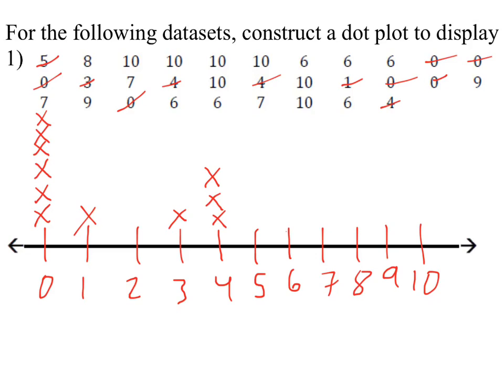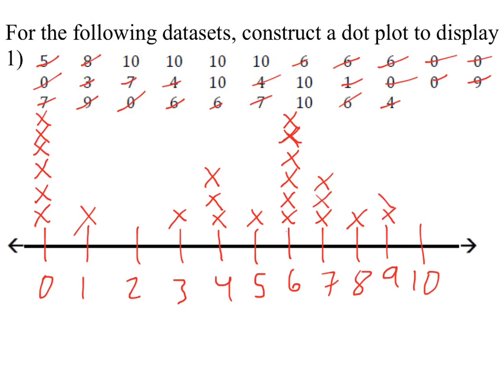5's, let's see, there's only 1 5, and then you go to 6, there are 6 6's. And then the 7's, there's 1, 2, 3 7's, and then 8's, there's 1. 9's, we have 2 9's, and then 10's, there are 7 10's.